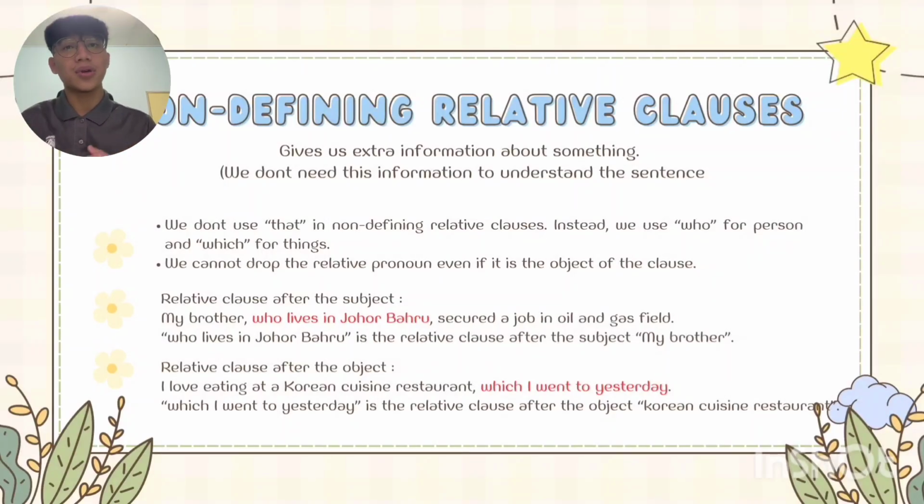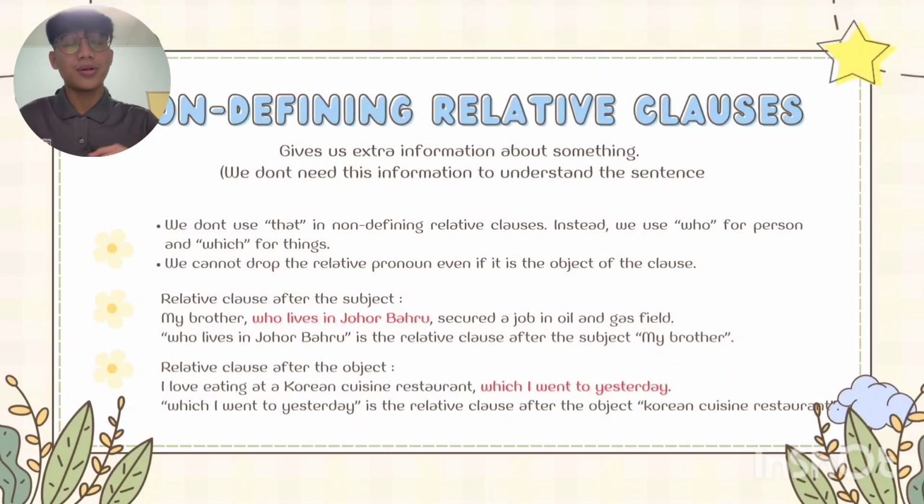Okay, so now we're going to see the second example, which is a relative clause after the object. Example, I love eating at a Korean cuisine restaurant, which I went to yesterday. So which I went to yesterday is the relative clause in the sentence, after the object, which is Korean cuisine restaurant. Korean cuisine restaurant is the object of the sentence. We put the relative clause after the object of the sentence. If we don't put which I went to yesterday, the sentence is still right, because it is just additional information about the sentence.